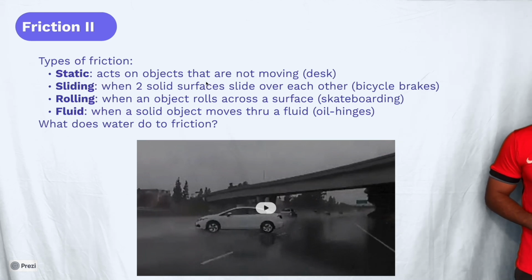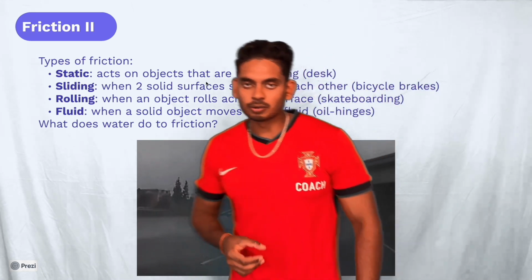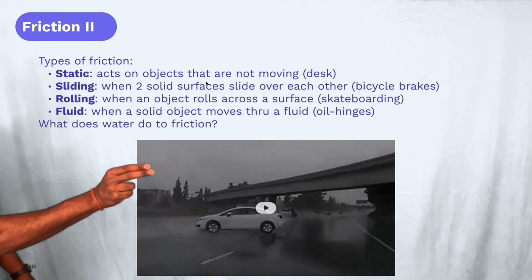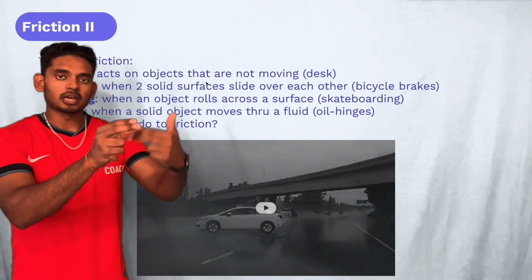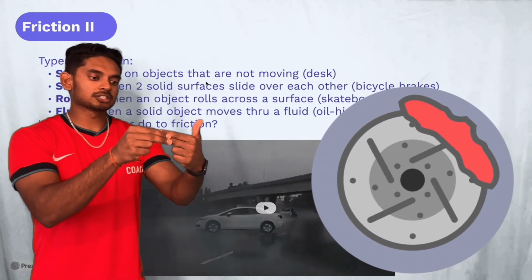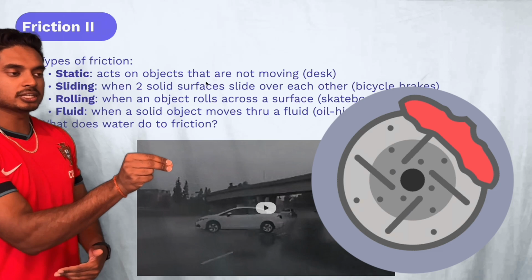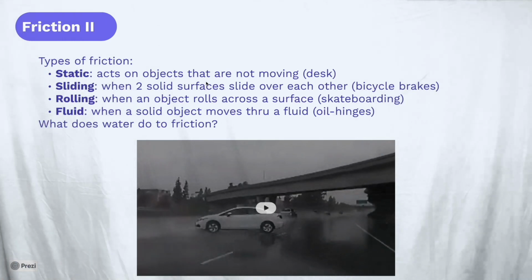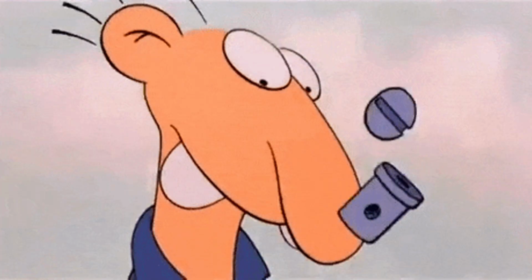Sliding friction: when two solid surfaces slide over each other, like bicycle brakes. If you've ever seen how the brakes work on your bike, there's a little claw like this. Your wheel spins through it, and when you hit the brakes, it squeezes on the wheel. That friction slides while the brake is holding onto the wheel, and it squeezes it, creating friction and slowing it down. It's like grabbing the wheel and slowing down slowly. That's why if you press the brakes really hard and it grabs really hard, the wheel locks up.